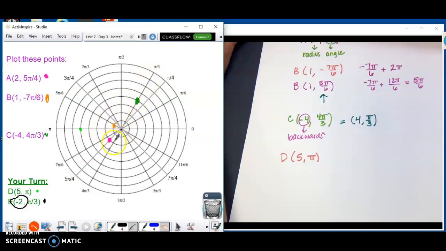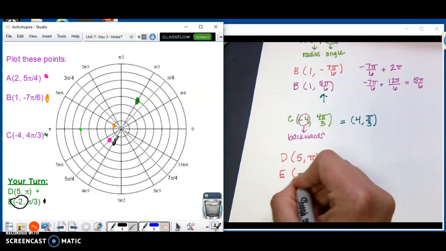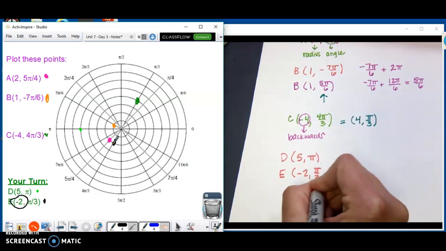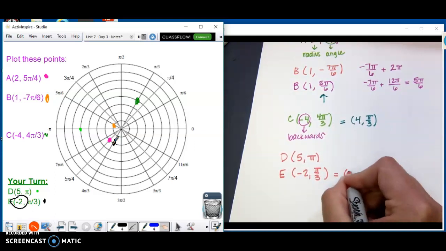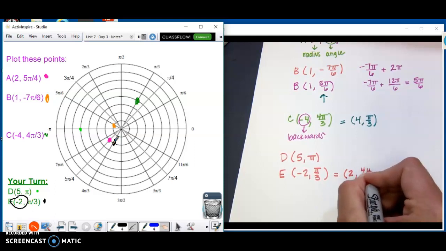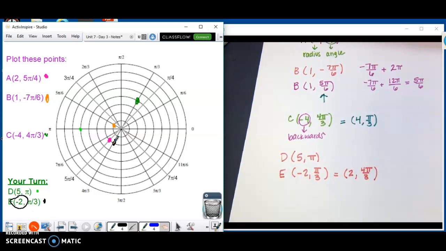So pi over 3 actually connects to 4 pi over 3. So you're actually going to be going 2 spaces backwards. So looking at E, another way we could write that same point would be going 2 spaces on 4 pi over 3 instead of going backwards on regular pi over 3. So that's how you would graph those.